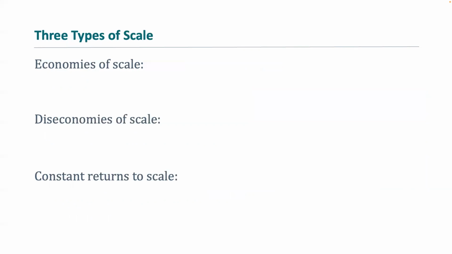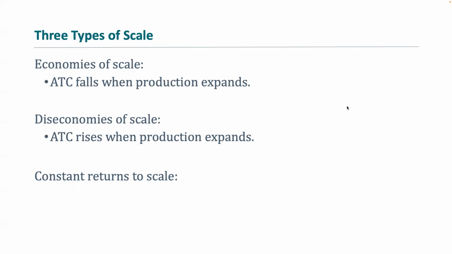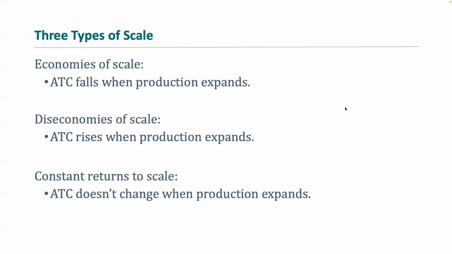So there are three types of scale. We have economies of scale, which is when our average total cost falls as production expands. We have diseconomies of scale when our average total cost rises when production expands. And then we have our constant returns to scale, which means that average total cost doesn't change when production expands.